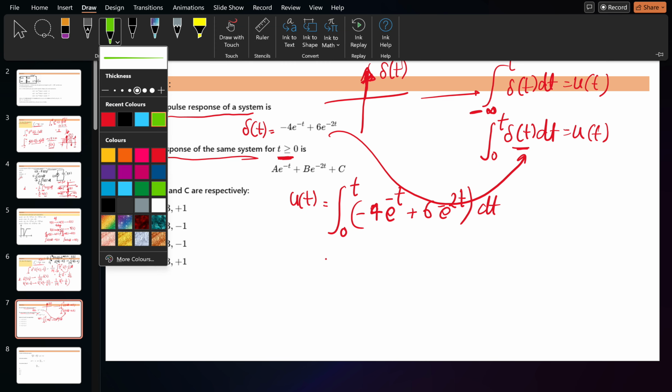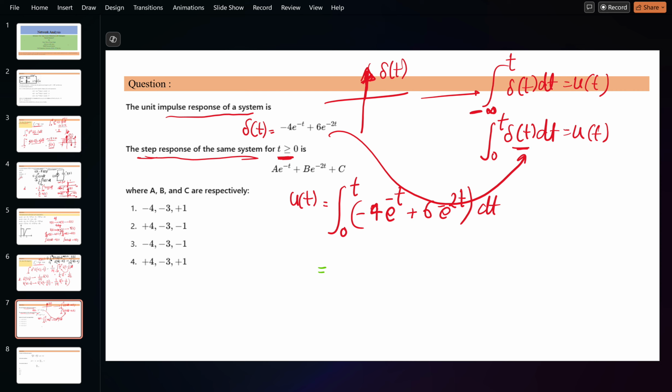Okay. So this is the integral from 0 to t of 4 e to the power minus t. I have kept this equation of delta t. Let's integrate minus 4. What is the integration of e to the power minus t? It will come out to be e to the power minus t divided by minus 1, from 0 to t, plus 6 e to the power minus 2t divided by minus 2, from 0 to t.